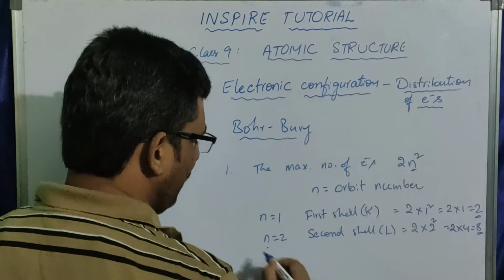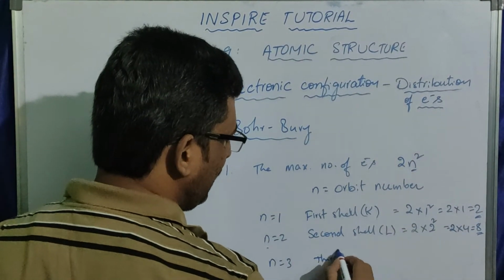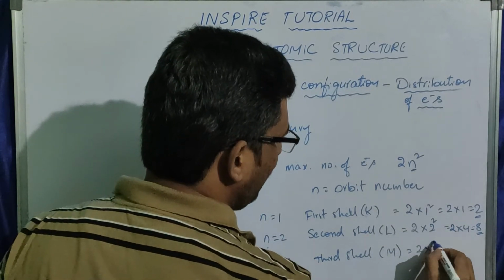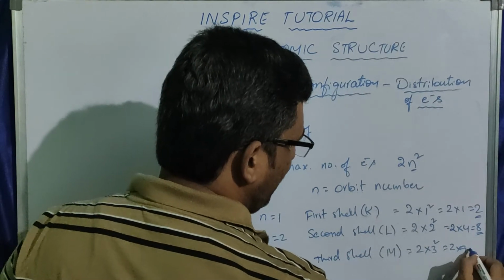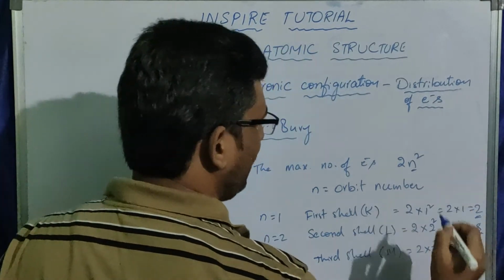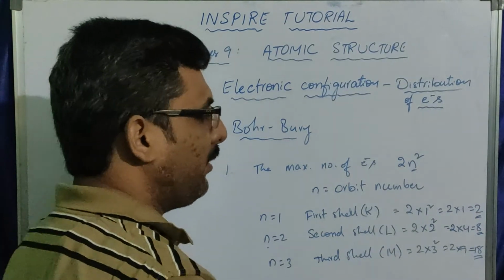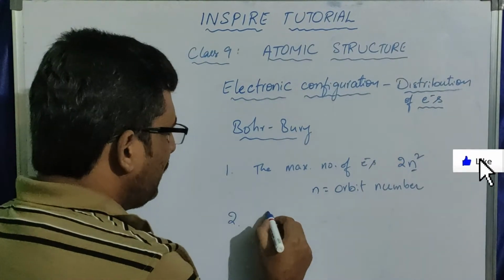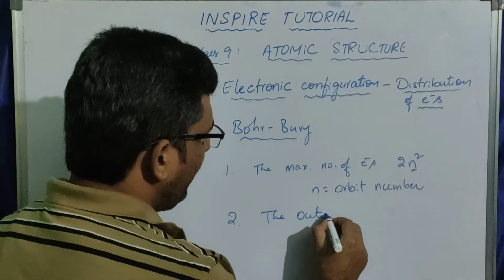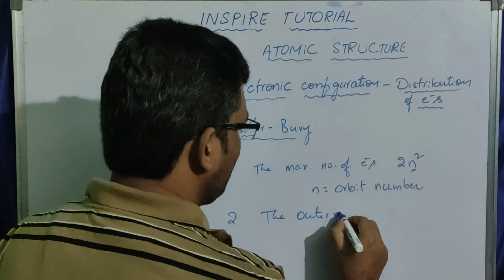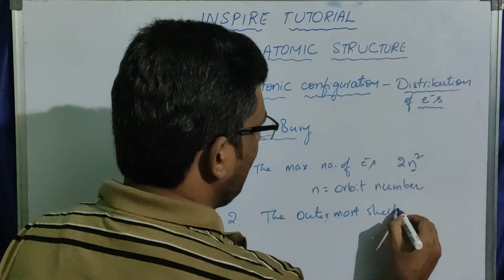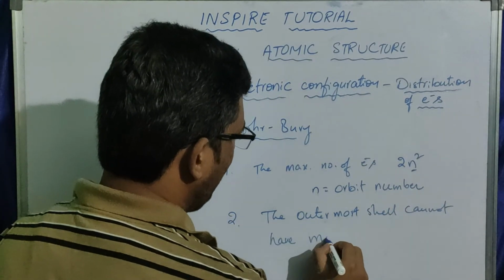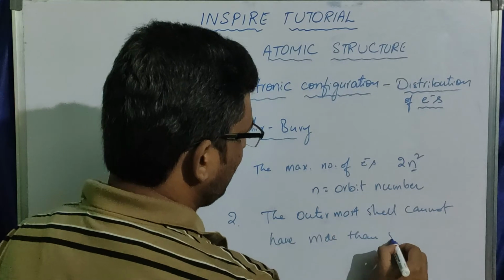And if it is the third shell, n equals 3, the M shell, then it will be 2 into 3 square, that is 2 into 9, that is 18 electrons. That means you can accommodate a maximum of 18 electrons in the third shell. And the outermost shell cannot have more than 8 electrons.